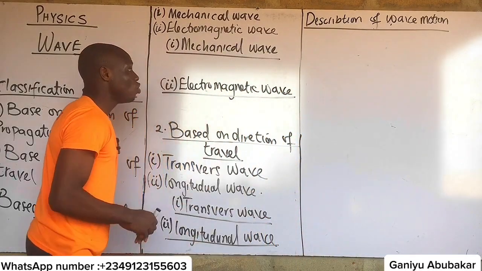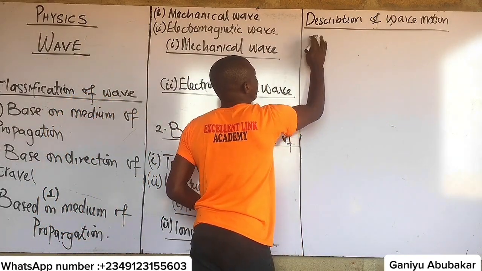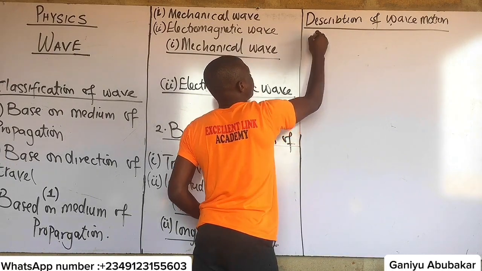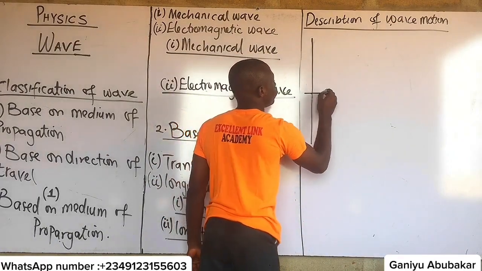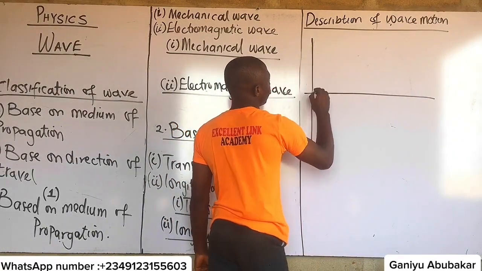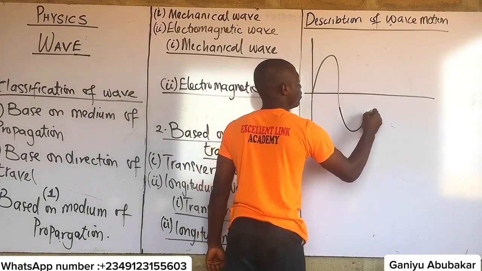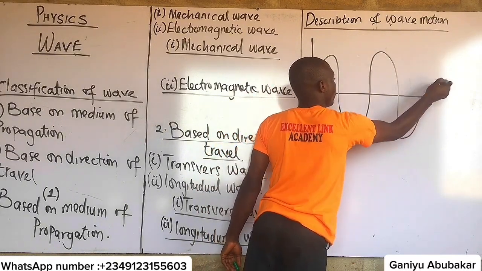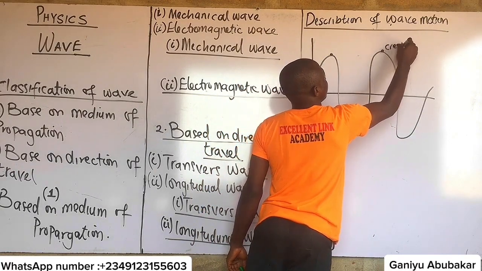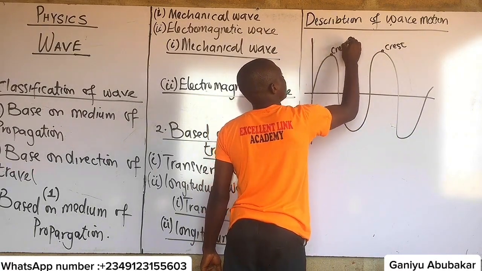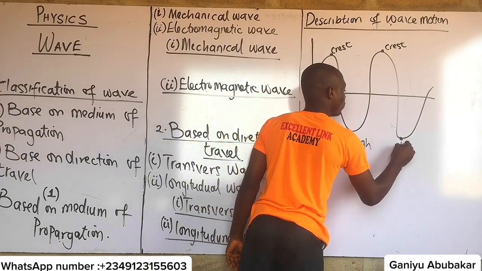I'll draw a diagram. This is a diagram of a wave, to illustrate wave motion. So this is how a wave motion looks like. I have something of this nature. Here we have the crest, crest, crest, trough, trough.